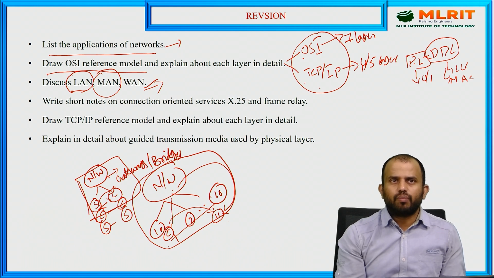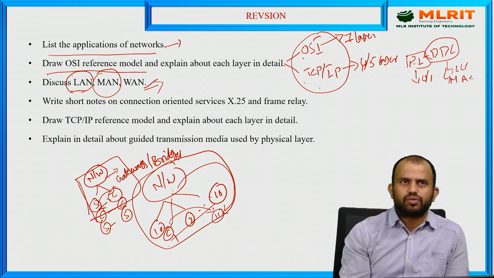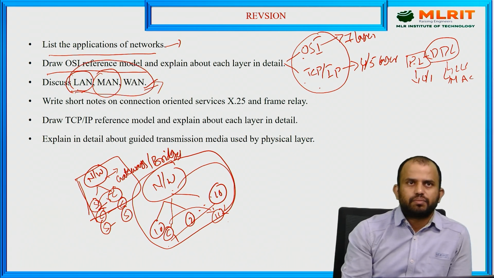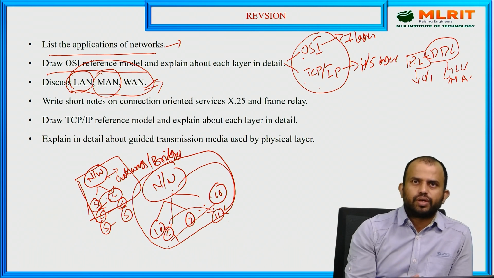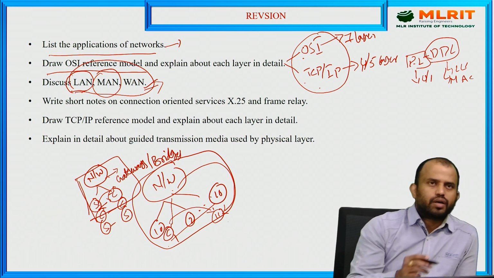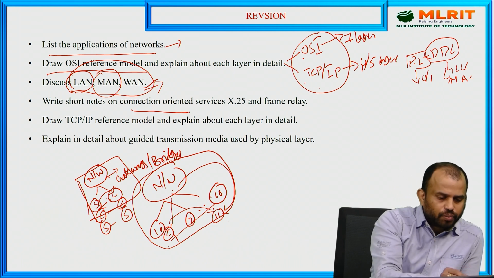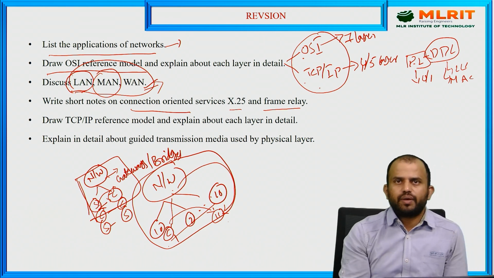So we can communicate across the global world. We can communicate city to city, state to state, or country to country. We call this a wide area network, which we discussed in the previous session: the LAN connection, MAN connection, as well as WAN connection. How the network is established and how the information is transmitted through this OSI reference model with the help of these architectures. And next we discuss connection oriented communication, which is X.25 and frame relay services.